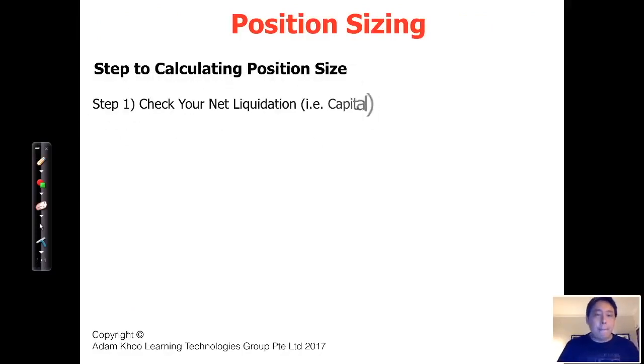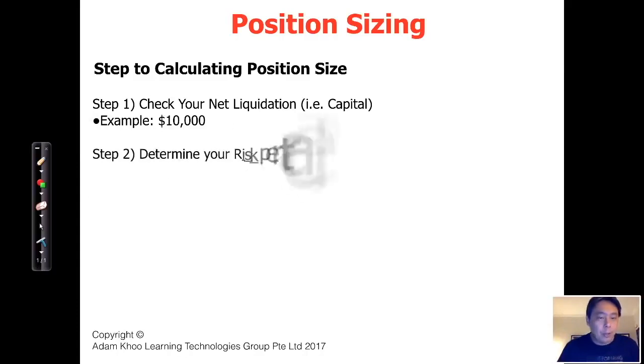Step number one is to check your net liquidation. Whatever broker you're using, once you log in, you can look at your net liquidation, or the amount of capital that you have to trade. So we call this your net liquidation. For example, say you've got $10,000. You open an account, you fund it with $10,000, that's your net liquidation. Now you'll eventually go up, or you may go down first before going up.